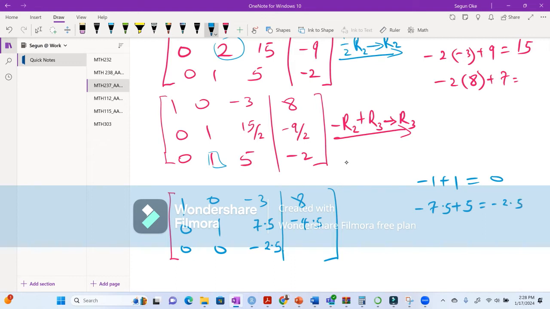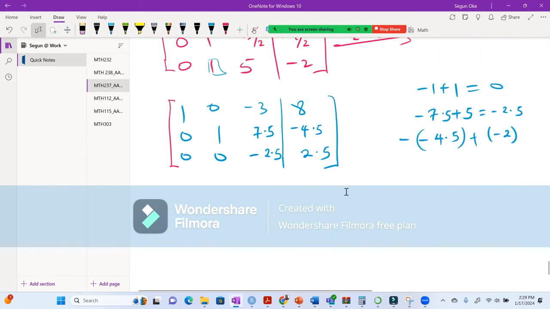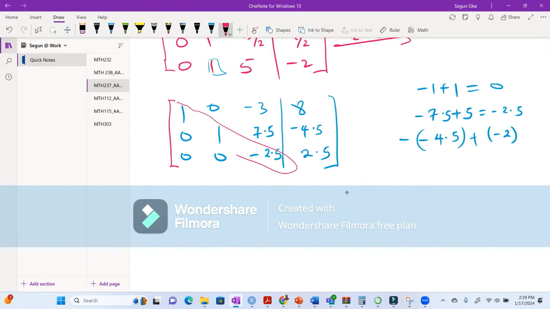Then the last one will be minus 4.5. Remember, minus this, plus minus 2. When you add it together, you will have something like 2.5. So now that we have this, remember your target is this diagonal element. Don't forget, it must be a pivot, which means you must have 1 in all true.